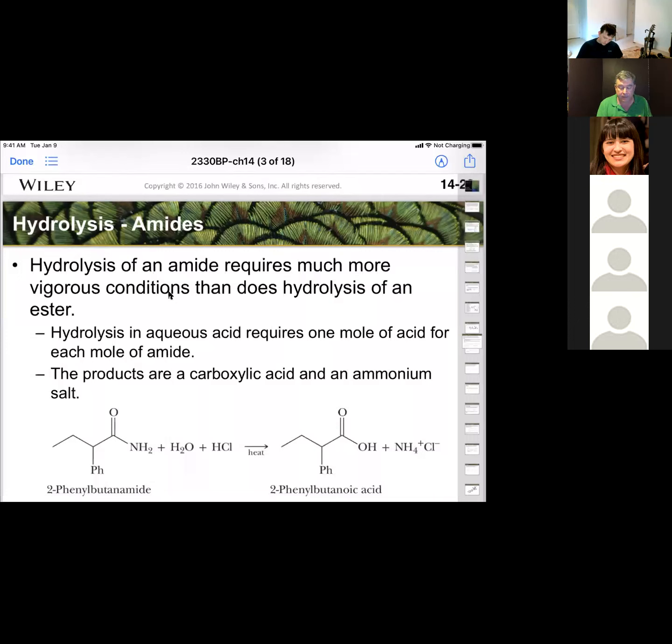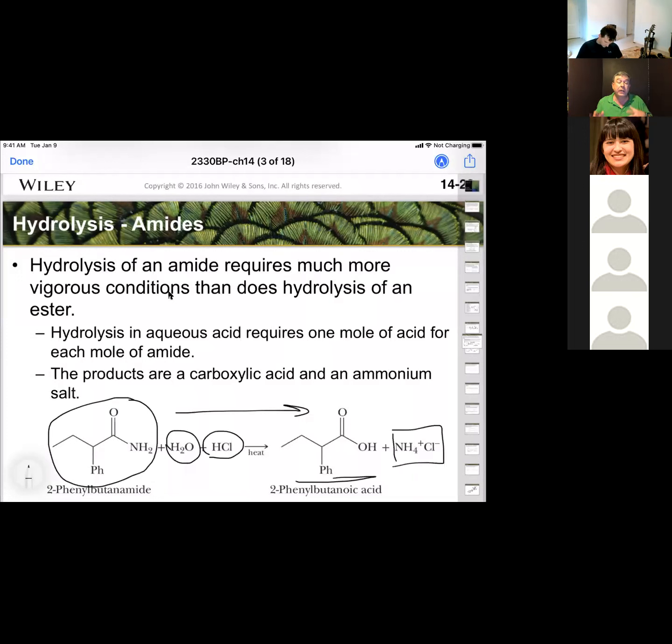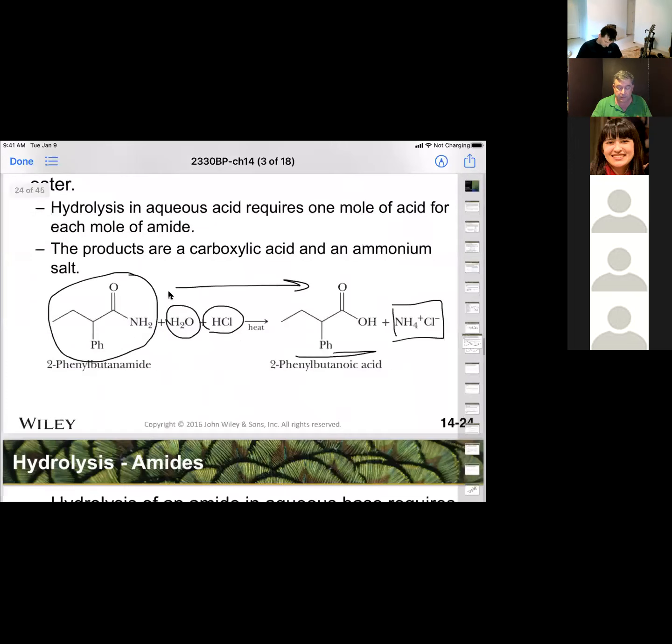So in this case here, we have to have at least one equivalent of water. We need to have at least one equivalent of acid and one equivalent of our amide, and it'll drive it to our carboxylic acid and some kind of nitrogen or ammonium salt. Okay, so let's look at the mechanism again.